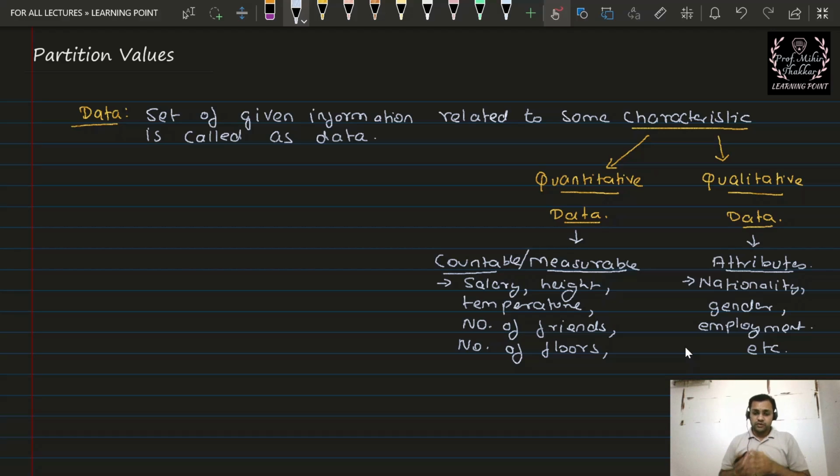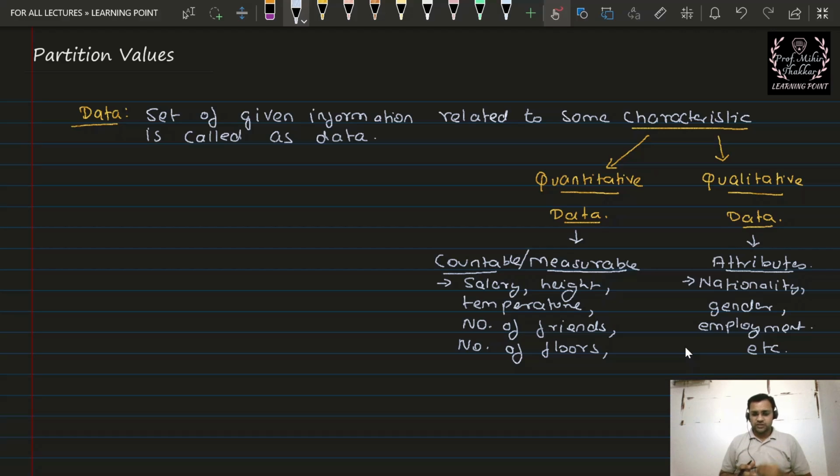But when you talk about the salary, you can count how much money that you are getting, or you can measure the height of a person, or you can measure the temperature of a particular locality or area. That kind of all characteristics, they come under the quantitative data. Now, when we are talking about the partition values, they will be completely based on the quantitative data.